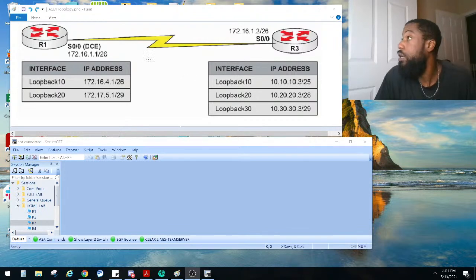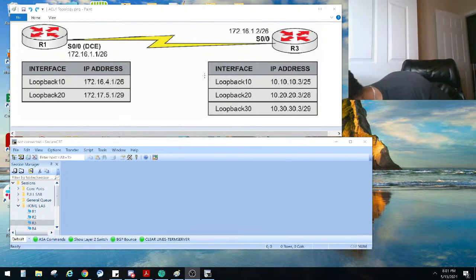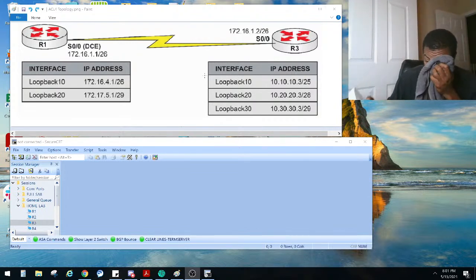Today's lab, configuring and applying extended numbered ACLs. This is pretty much the same topic as yesterday, except we're just doing another topology. And Paul Browning throws just a little curveball at us on this one.